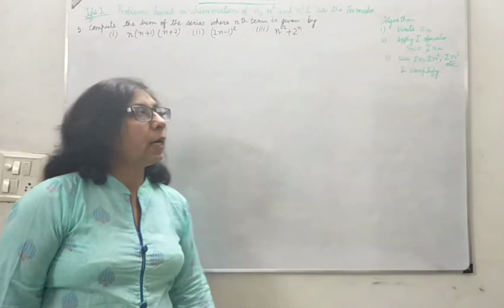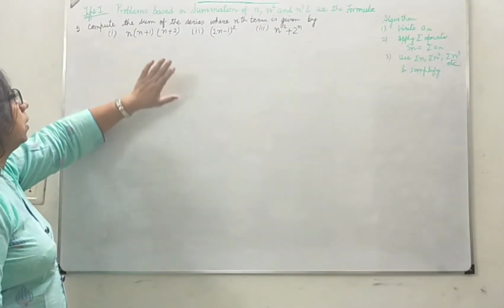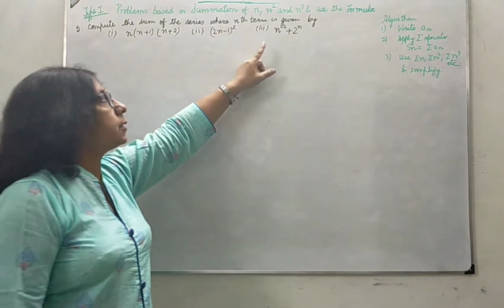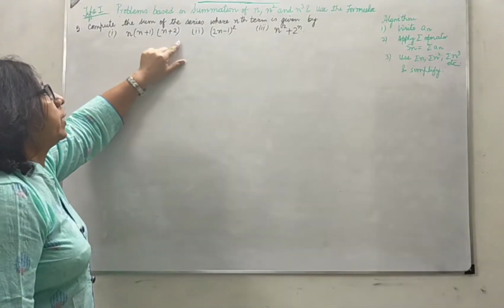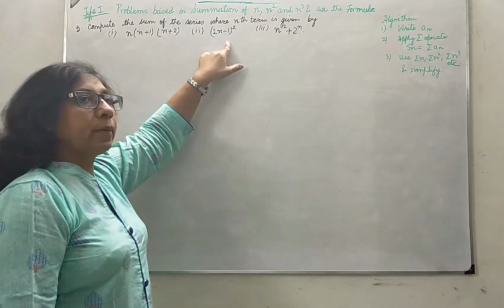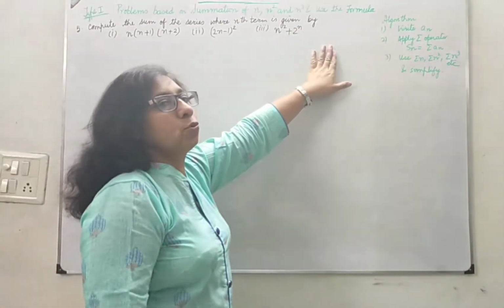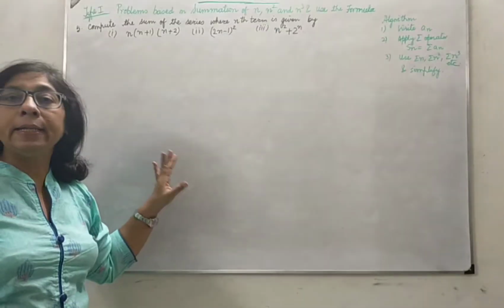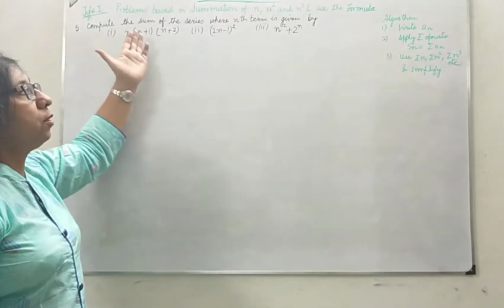Dear students, I have taken some more questions on special series. In this, compute the sum of the series whose nth term is given by this expression in n: n into n plus 1 into n plus 2, or 2n minus 1 whole square, or n square plus 2 raised to power n, etc. Here already the general term, nth term, is given in terms of n.